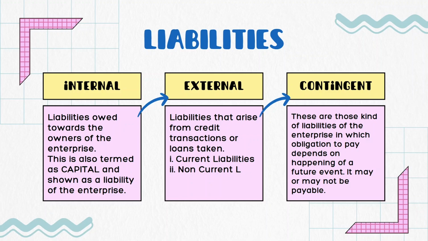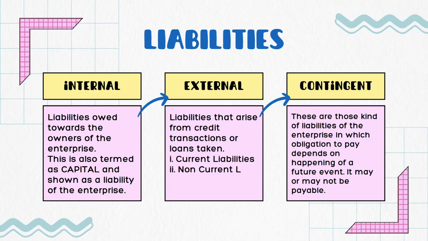External liabilities are those which arise from any loan taken from a bank or purchasing goods on credit. External liabilities can be of two types, current and non current. This again depends upon the time period in which these dues are settled. If the liability can be settled within the accounting period, it will be classified as a current liability. And if it takes more than the current accounting period, beyond 12 months, it will be classified as a non current liability.